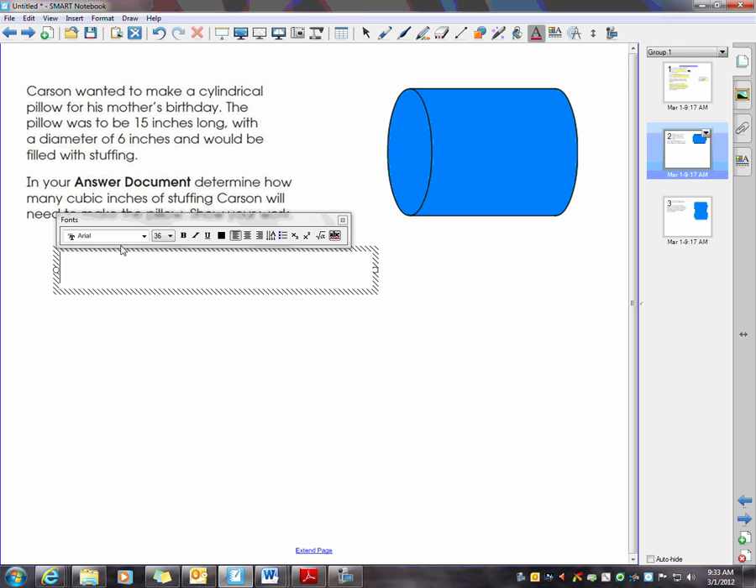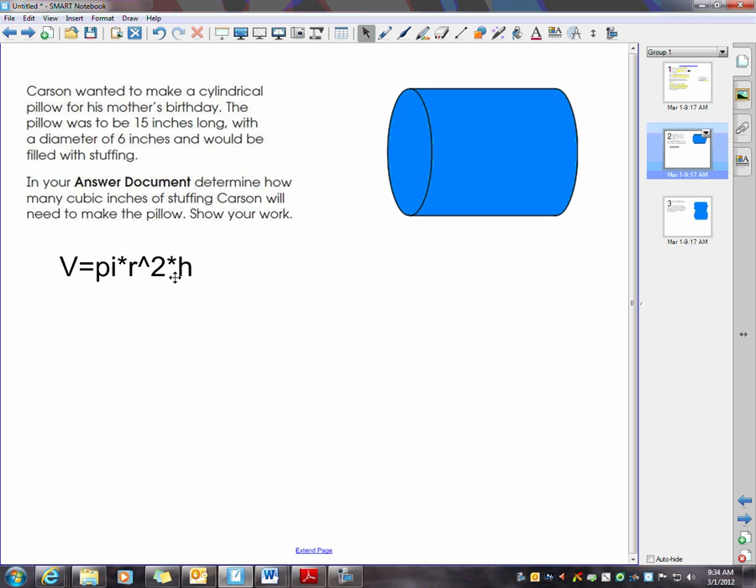So the formula for volume of a cylinder is equal to pi times r squared times height. So this little caret means raised to the second power. These stars mean times. So that's my formula for volume, something I have to have memorized. Here is what my pillow would look like.